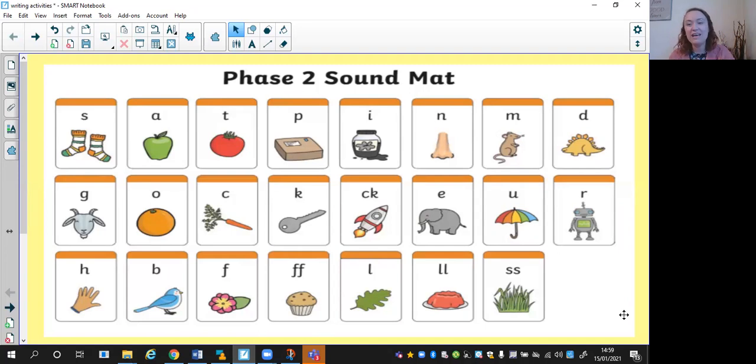You know the drill. Can you please pause the video and practice your phase 2 sounds? Off you go. Did you get it? Good, I hope so. Right then, I'm going to add an extra challenge this time because I think you're getting a little bit too sure of yourselves. So let's make this a little bit trickier.